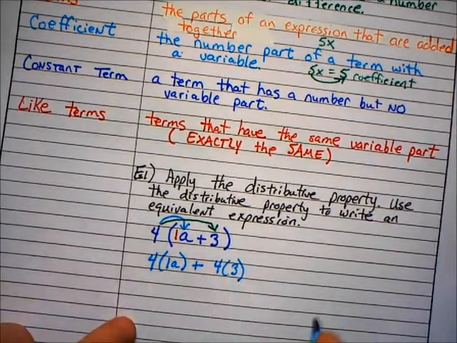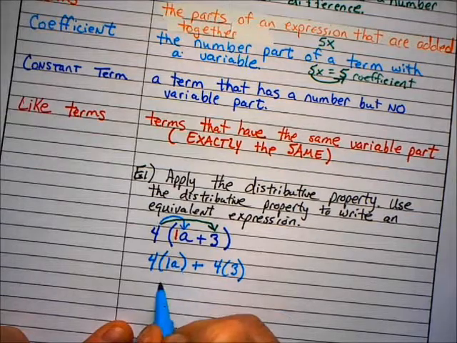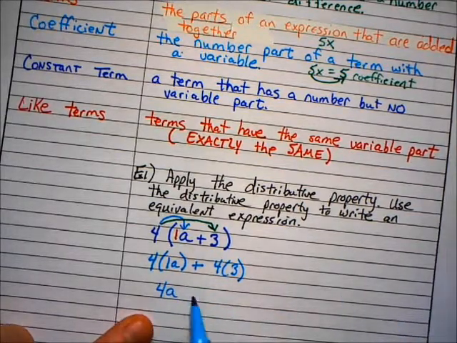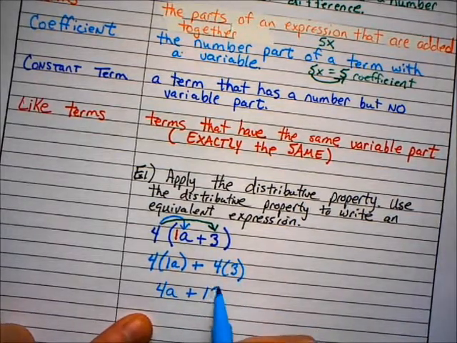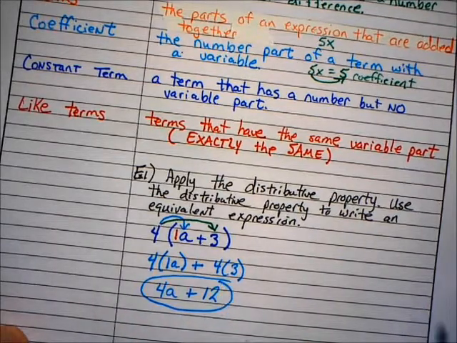If I actually write this out, this would be 4 times 1, which is 4, and bring the a over, plus 4 times 3, which is 12, and this would be your equivalent expression.